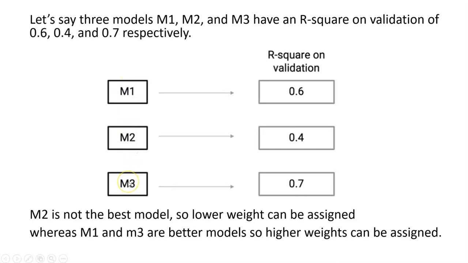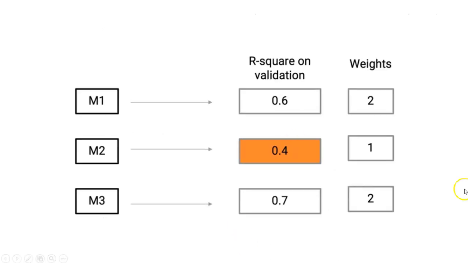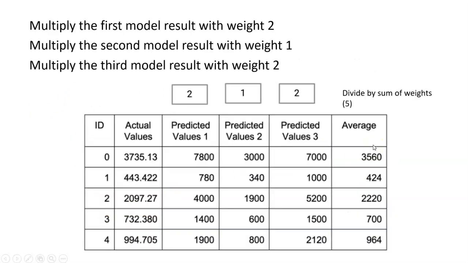So we have three models and we are determining their performance based on the R square value. The R square value of model 1 is 0.6, of model 2 is 0.4, and of model 3 is 0.7. And we know that an R square value closest to 1 is good. So we can conclude that model 1 and model 3 are better when compared to model 2. So higher weights can be assigned to model 1 and model 3 rather than model 2. So I am going to give some numbers for better models. Weight 2 is given for model 1 and model 3, and weight 1 is given for model 2.